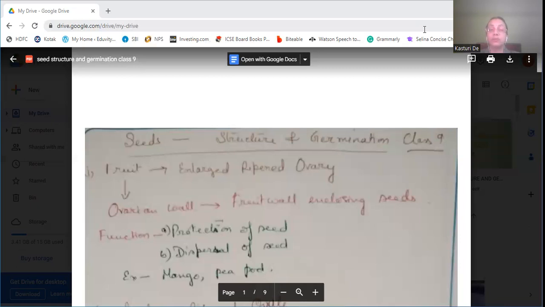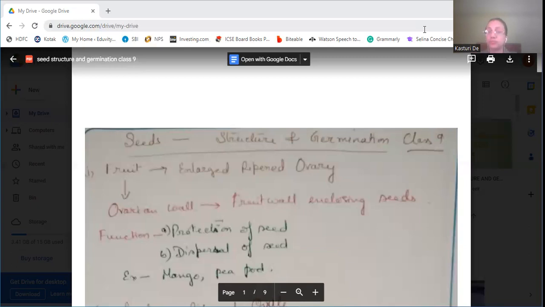Thank you for joining, and let us start with the discussion, that is seeds, structure, and germination. So we know that after pollination has occurred, the pollen grains get inside the ovary where fusion takes place, and a zygote is formed, which will later form into seed. The ripened ovary becomes the fruit, and the ovule, which is inside the ovary, becomes the seed. The ovarian wall becomes the fruit wall, which encloses the seed.